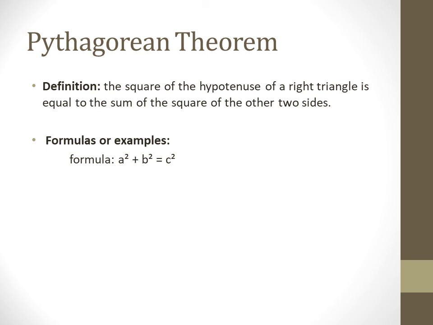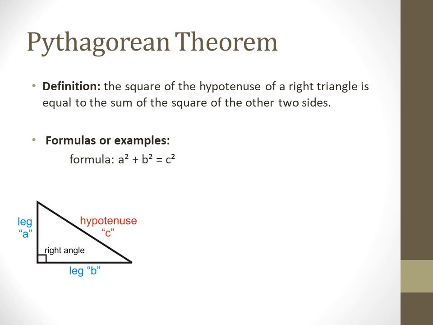So here we have our Pythagorean theorem. I know you are learning this or have learned this. The Pythagorean theorem is the square of the hypotenuse of a right triangle, which is equal to the sum of the square of the other two sides. So what does this mean? Well, our formula is a squared plus b squared equals c squared. So again, we've got our triangle with the two legs of the triangle and the hypotenuse. Again, a right triangle.